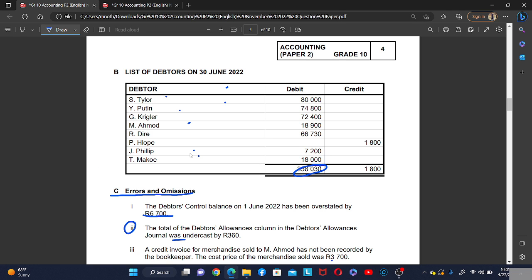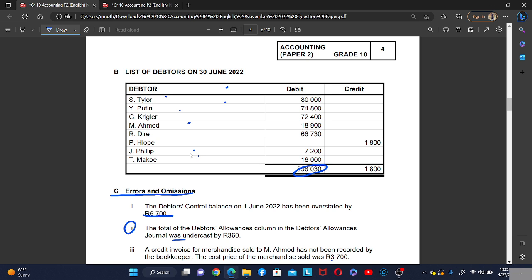Now, what could be the reason for the business to owe P. Hlophe? The reason could be that maybe P. Hlophe paid more, right? If P. Hlophe paid more, it means that the debtors control decreased more. Let's say, for example, P. Hlophe was owing us an amount of 300. If he is owing us 300, that is going to be on the debit side to show that he is owing us 300. But what happens when P. Hlophe comes and pays 400 rand? Now this means that his account is going to decrease more, right?